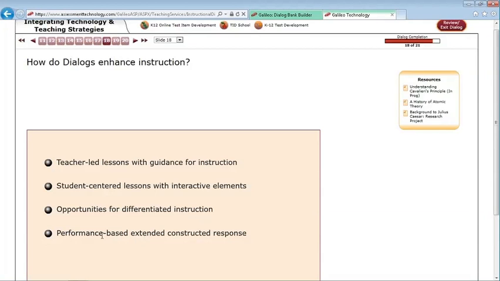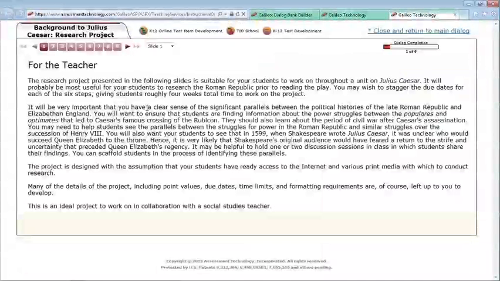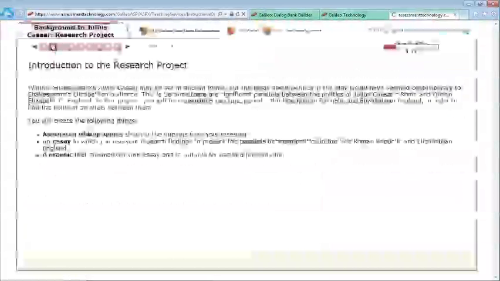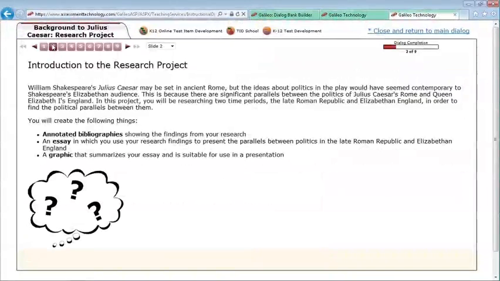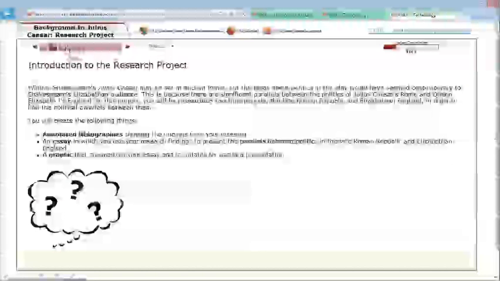The last option here, dialogues enhance instruction by engaging in performance-based extended constructed response. And again, this is big in Common Core. We're looking here, this is a project just to do a research paper, but again, something that can be shared. The resources are developed, the materials, the notes, and everything developed by one teacher, but can be applied to multiple classes. Anyone studying William Shakespeare's Julius Caesar, the play, can obviously access this.